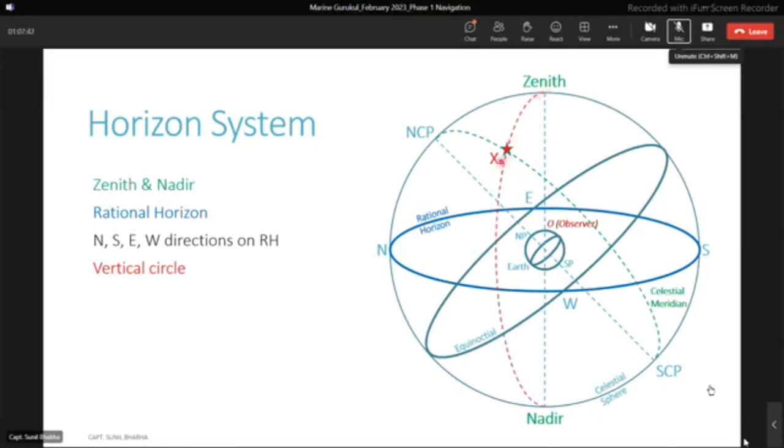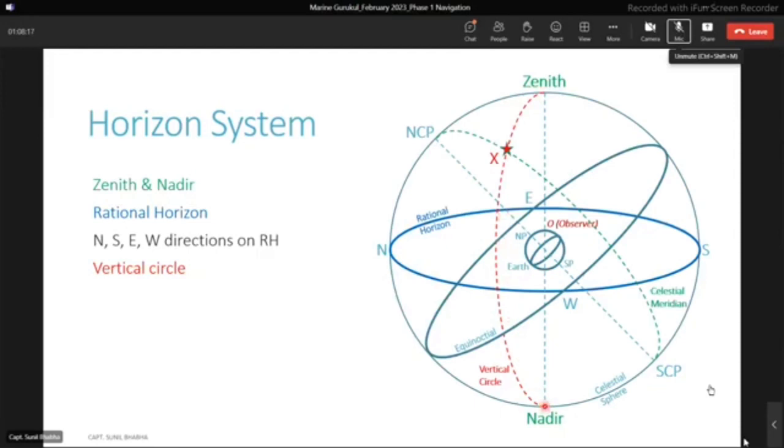So you see this red color semicircle shown in the diagram is the vertical circle of this particular celestial body, this particular star. So once you see it in the diagram, now it will be very easy to understand what a vertical circle is. A vertical circle is a semi-great circle on the celestial sphere passing from the zenith and the nadir of the observer.